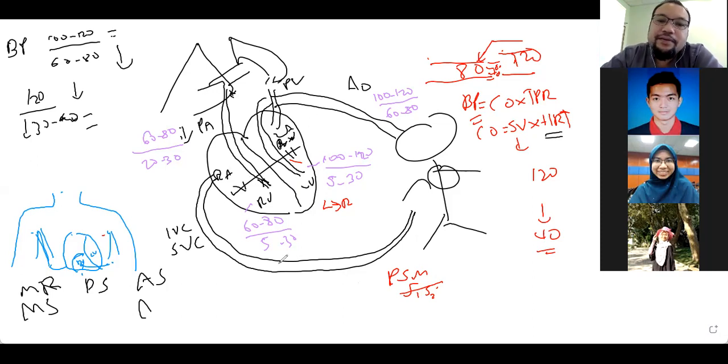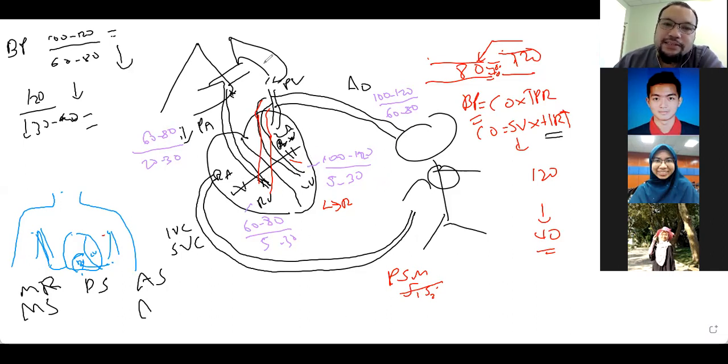Okay. Fine. Clear? Okay. Let's look at another lesion. Now the circulation goes like this: from the body into the vena cava, into the right atrium, into the right ventricle. From the right ventricle it should go to the PA, but now it goes to the aorta. The right ventricle pumps to the aorta.